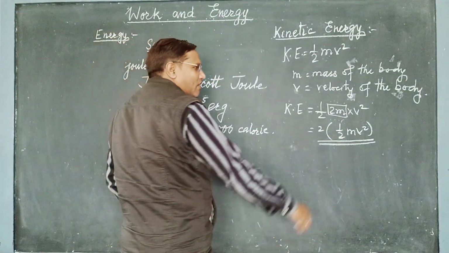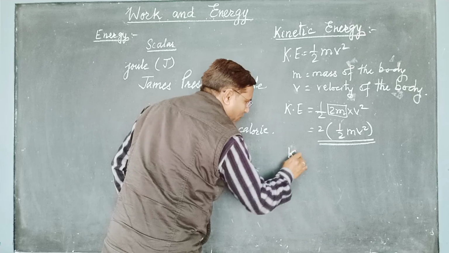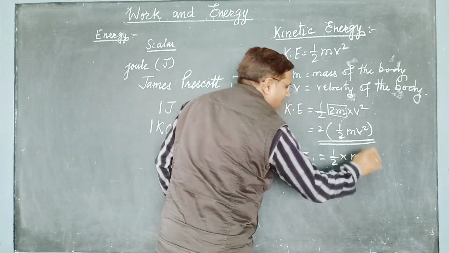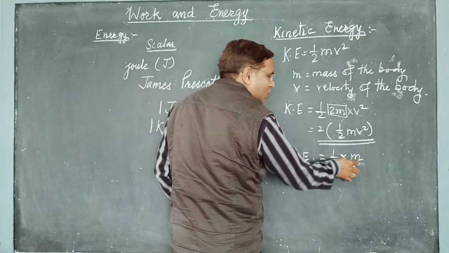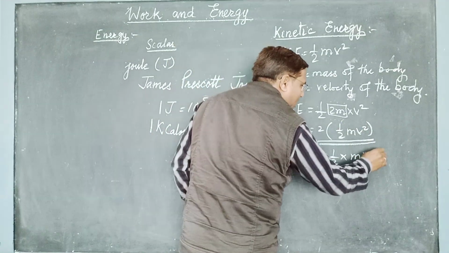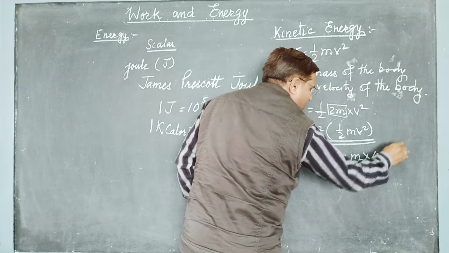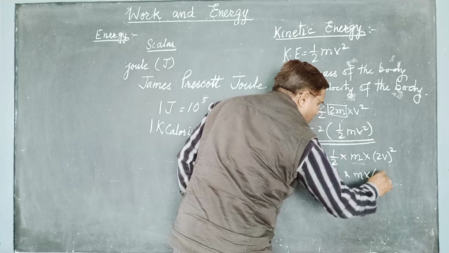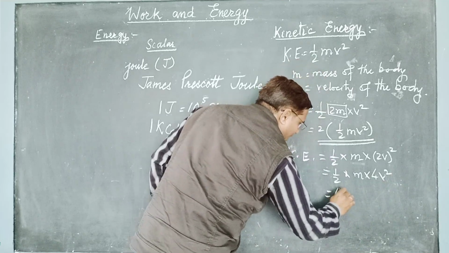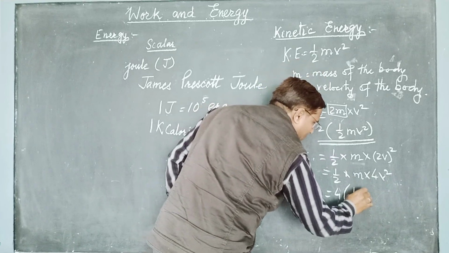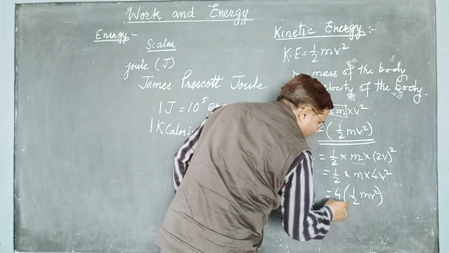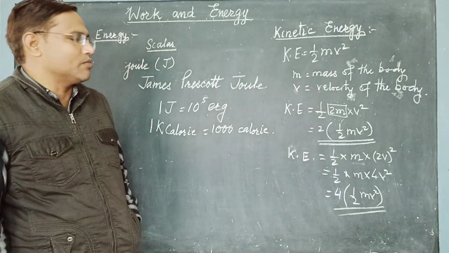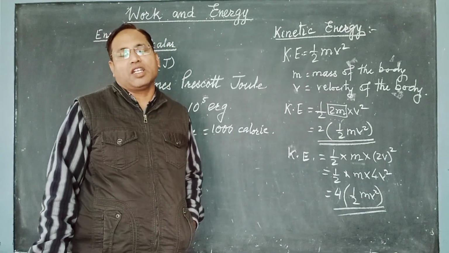Now if I double the velocity, see what the final kinetic energy will be. Half into m. I keep m the same, I am not making any change in m. I am making a change in the velocity. So 2v whole square. So what will become? Half into m into 4 v square. 4 I will take common, so it will be 4 times 1 by 2 mv square. So overall the resultant kinetic energy will be 4 times the previous kinetic energy.